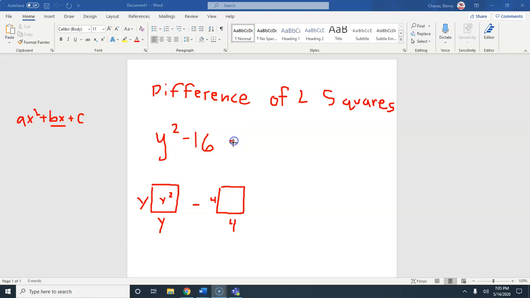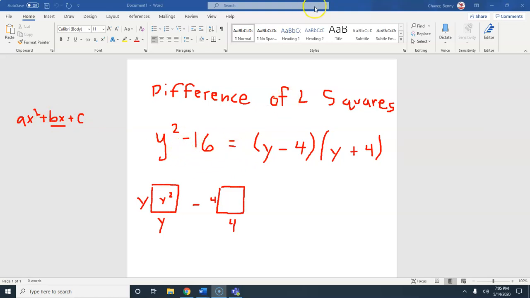So this is always going to factor like this. The variable itself, y, minus 4, and then the opposite, because remember, they have to add to 0. So y plus 4. So it's like taking the side lengths of the square itself. Okay, so y minus 4 and then y plus 4. And that's because these two multiply to negative 16, but add to 0, which is that middle term that we're missing.